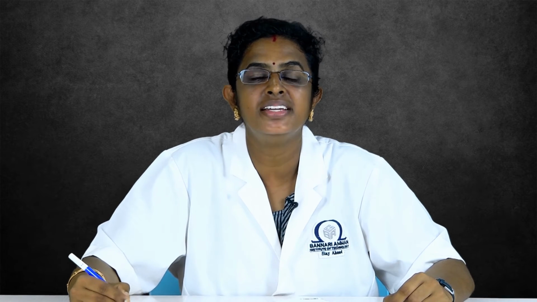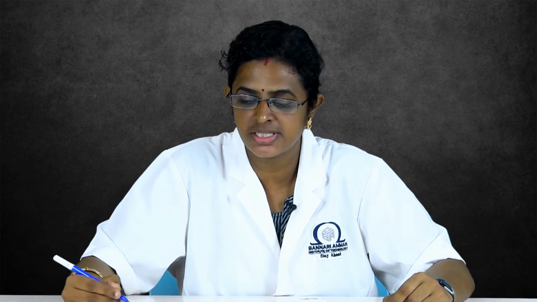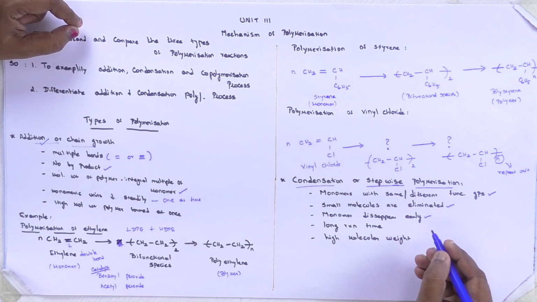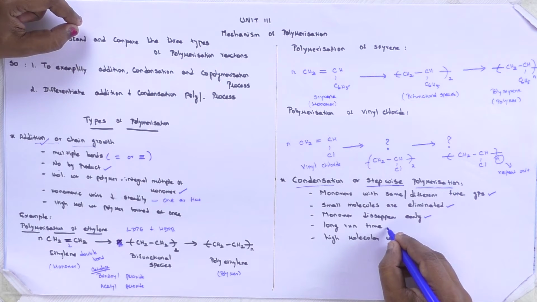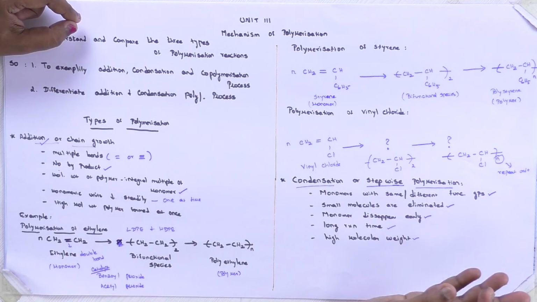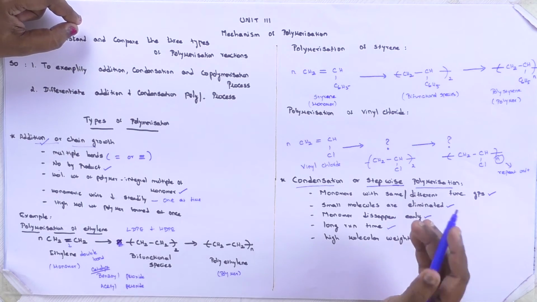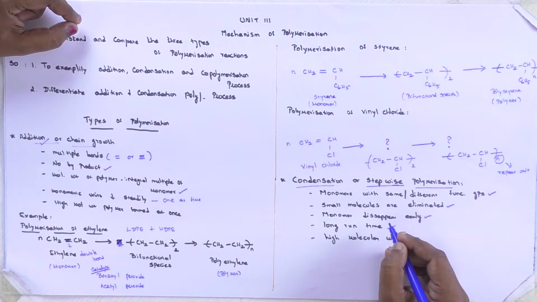So, in condensation, different molecular weight polymers are formed at the intermediate stage of the reaction. This is very essential for a condensation polymerization reaction, and the longer the reaction time, the higher the molecular weight that will be formed. In addition or chain growth polymerization, we saw that a longer reaction time will give a higher yield. Whereas here, the longer the reaction time, the molecular weight of the polymer formed will be high in nature. So, this is a condensation polymerization reaction.